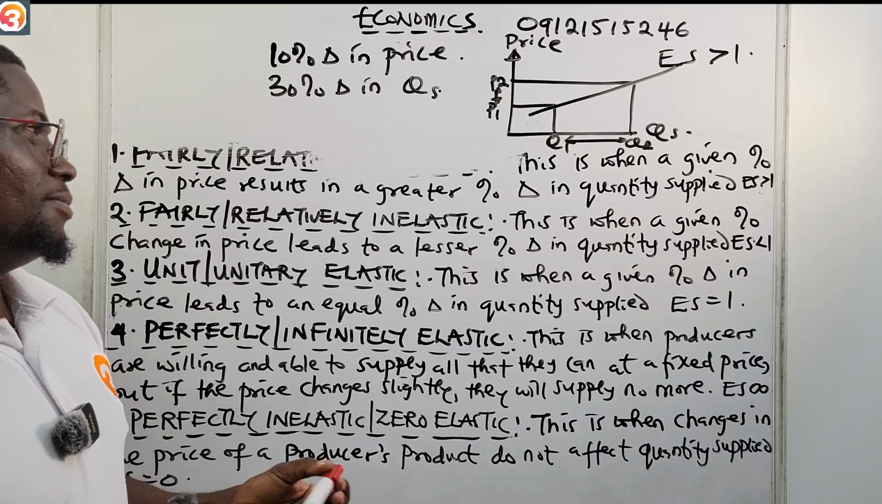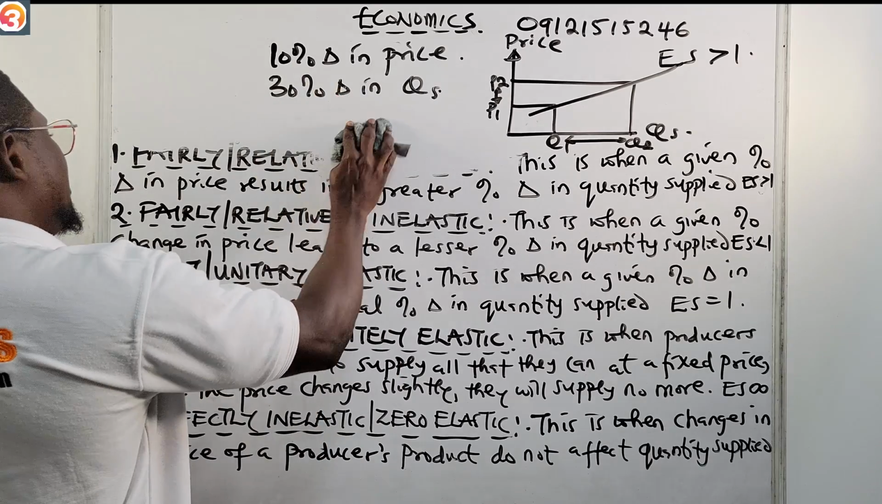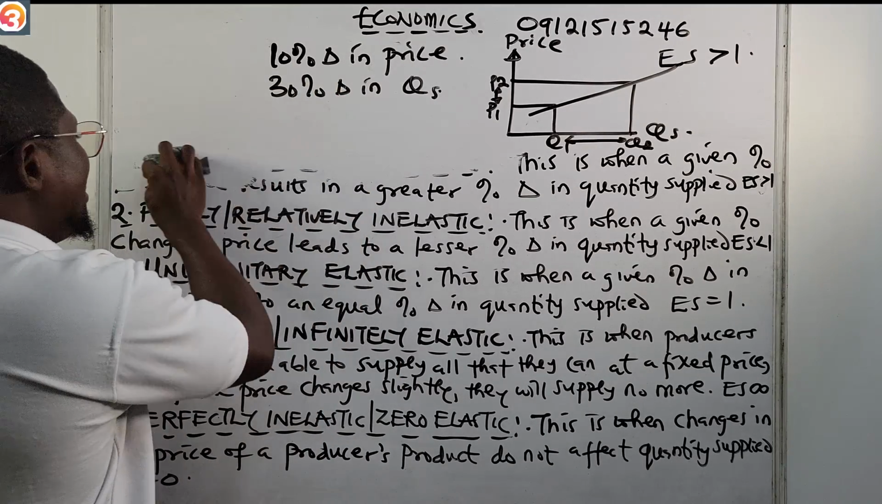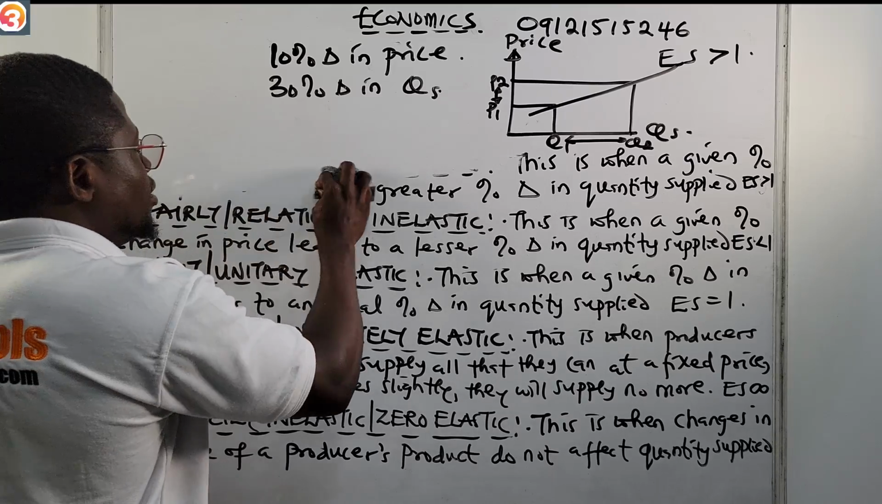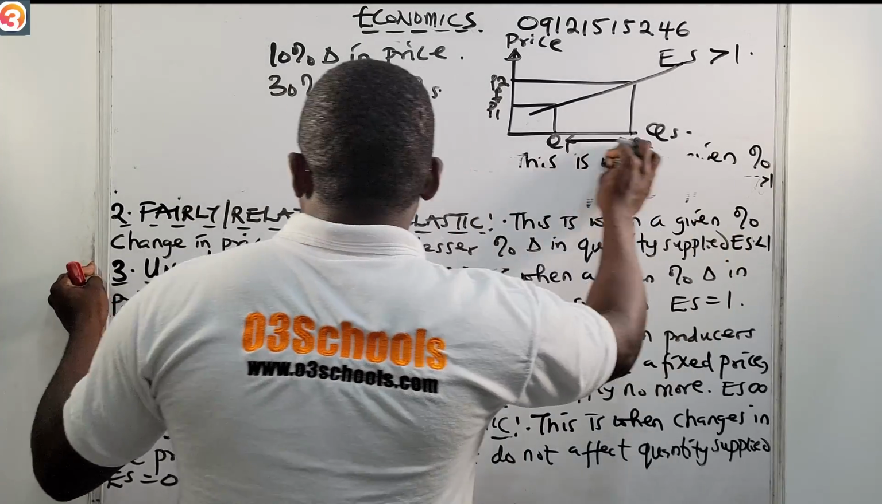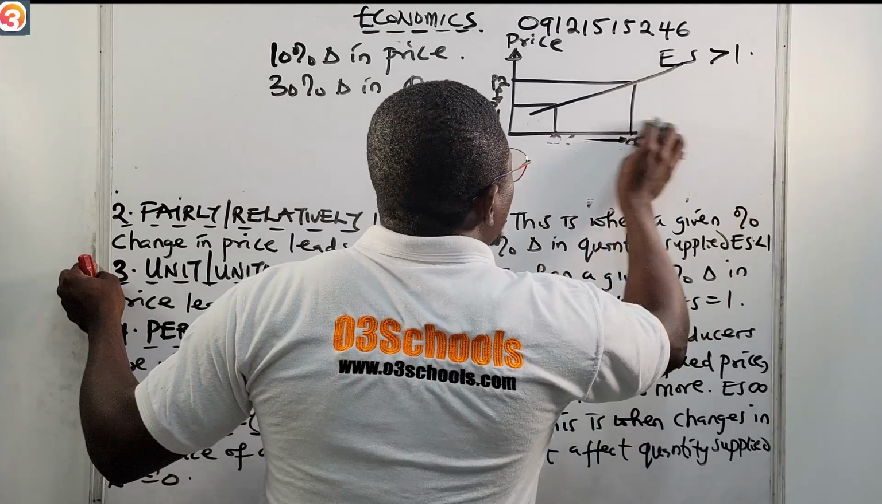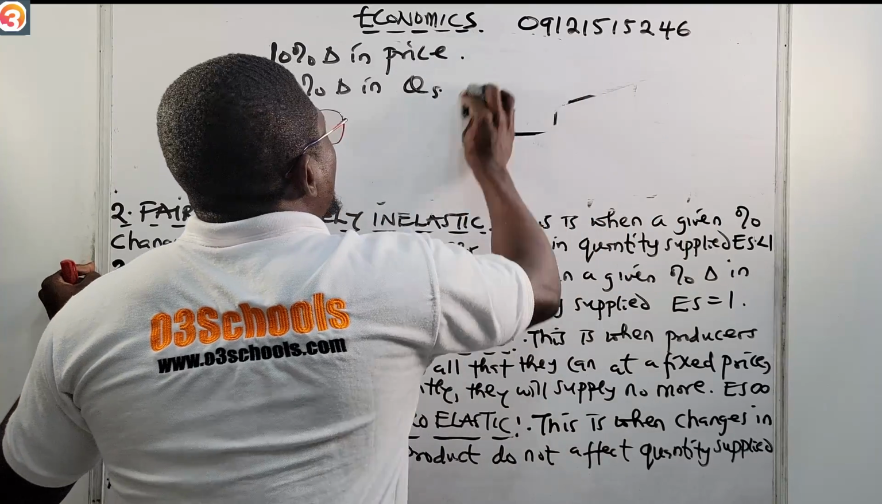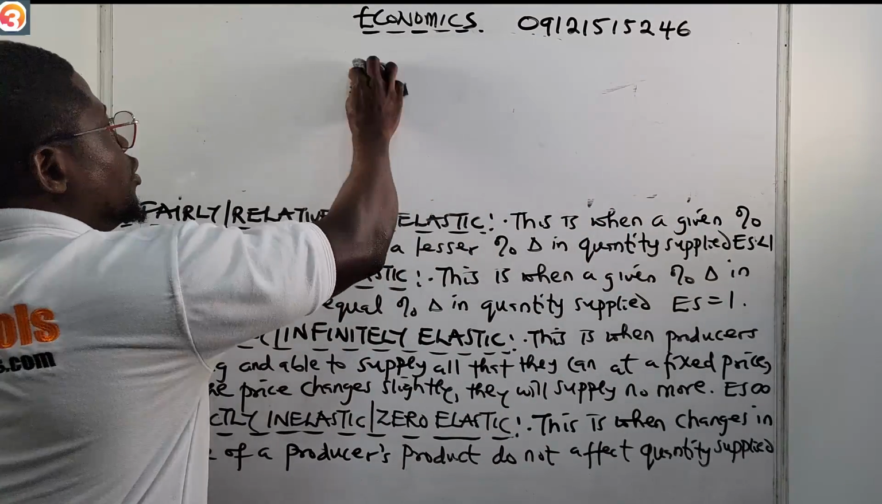Let us go to the second one, which is fairly or relatively inelastic supply. And what does this one talk about?